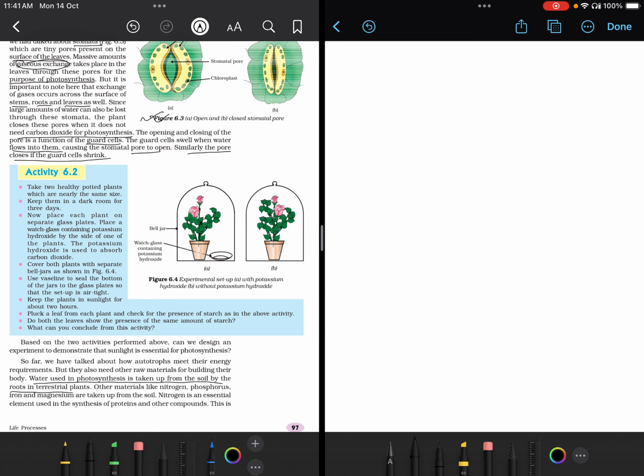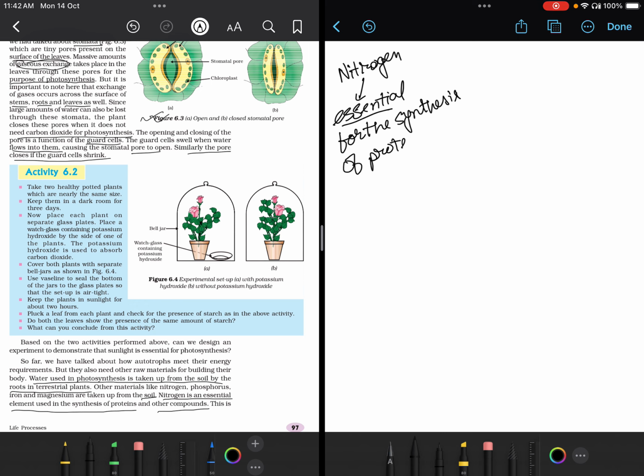As I have already mentioned in my previous videos, the water is absorbed by the roots. Other materials like nitrogen, phosphorus, iron, magnesium are taken up from the soil. Nitrogen is an essential element used in the synthesis of proteins and other compounds. You have to remember this. Nitrogen is essential for the synthesis of protein and other compounds.